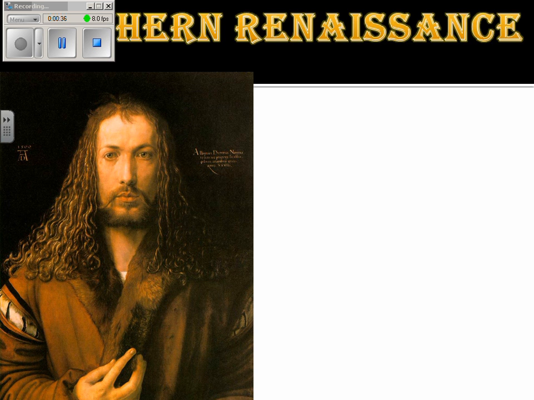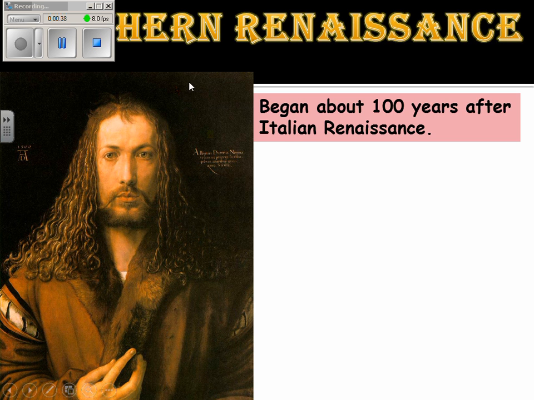The Northern Renaissance. When we talk about the Northern Renaissance, we're referring to the countries of England, the countries that will become Germany, the Dutch, the Netherlands, and sometimes France. It's important to understand that there is a difference between the Italian Renaissance, which is Florence, Milan, the works of Michelangelo and Leonardo, and the Northern Renaissance.